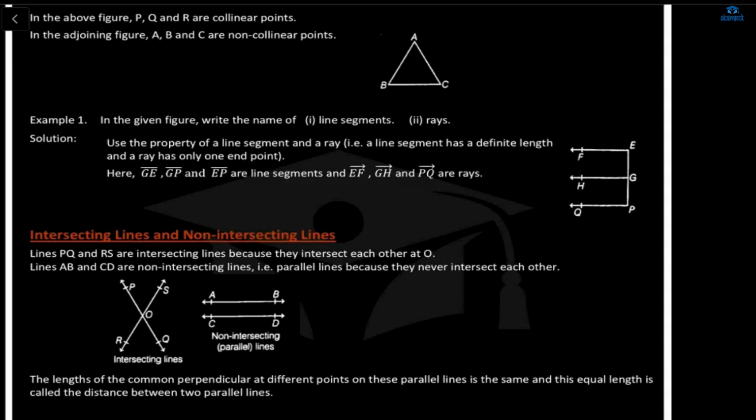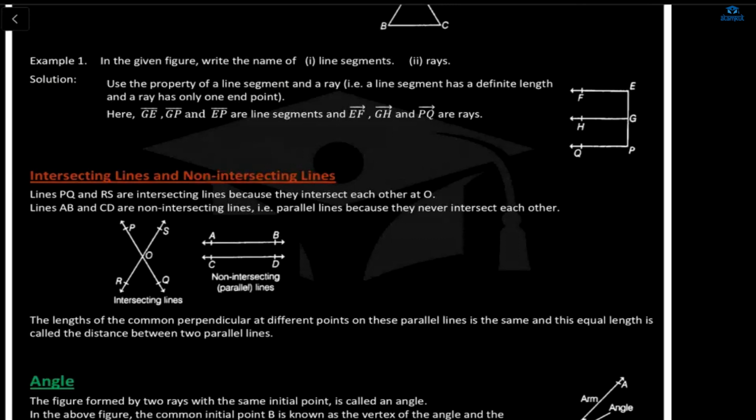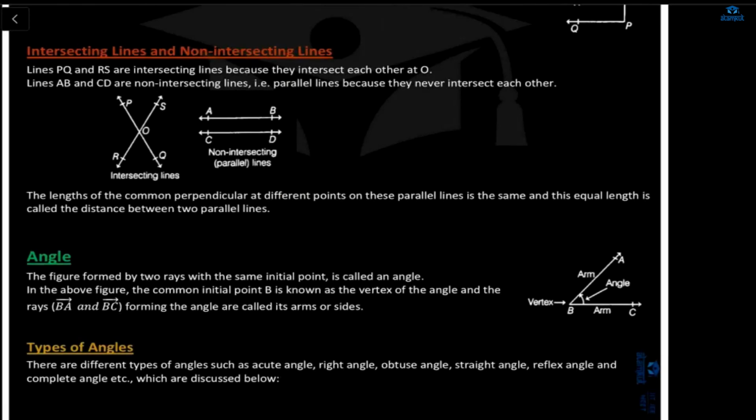Whereas you can extend EF, you can extend GH, and you can extend PQ also. But that's only in one direction. So that will be a ray, not a line, because lines can be extended on both sides, whereas a ray can be extended on only one side.